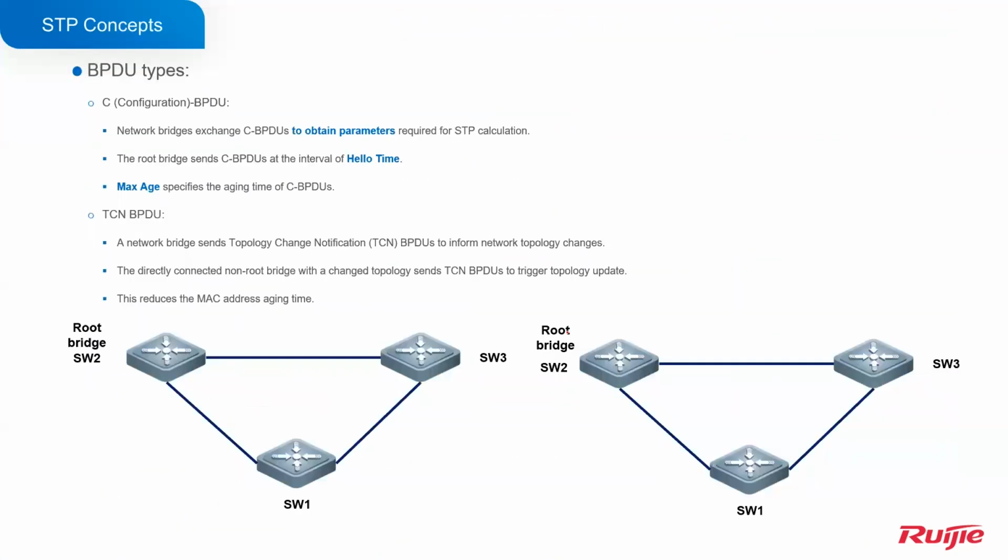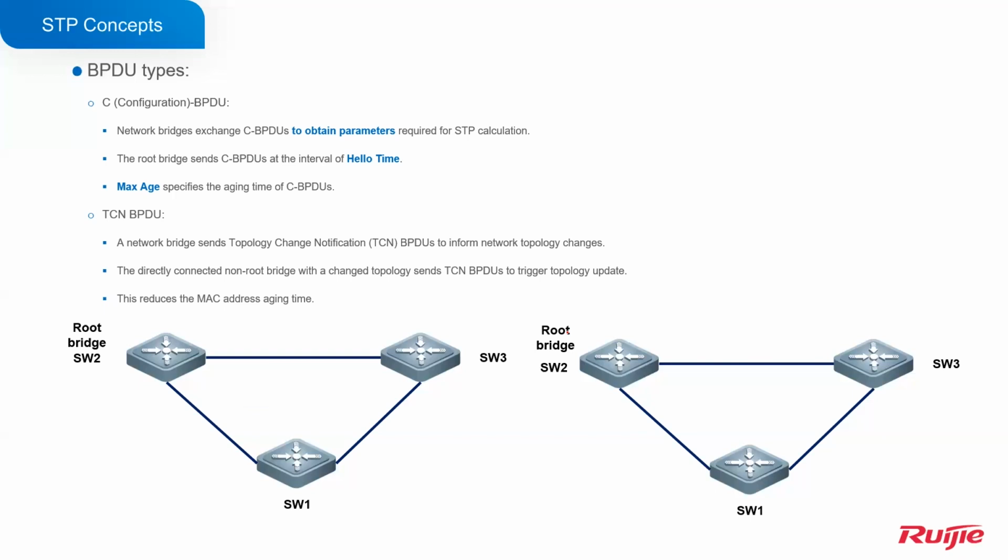And the next concept is about the BPDU. BPDU stands for Bridge Protocol Data Unit. It can be divided into two types. First is the CBPDU, or Configuration BPDU. Network bridges exchange CBPDUs to obtain the parameters required for STP calculation. The root bridge sends CBPDU at the interval of hello time, and max age specifies the aging time of CBPDUs.